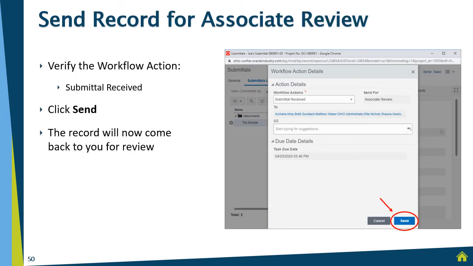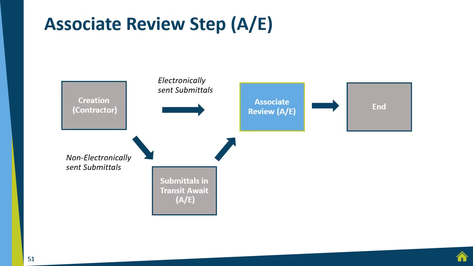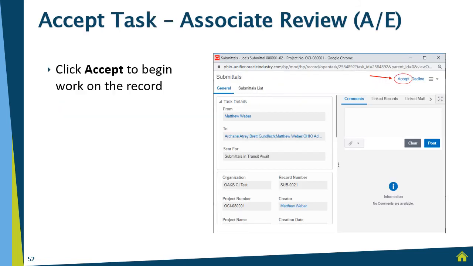Verify that your workflow action is Submittal Received, and click the Send button. This is going to bring the record right back to the associate for review, so you can just reopen the record and begin working on it again. You'll also get an email, but since you're already logged into the system, just go ahead and open the record again after this. Here's the workflow again. So once you've opened the record, you're going to be at the associate review step. With the record open, go ahead and click Accept.